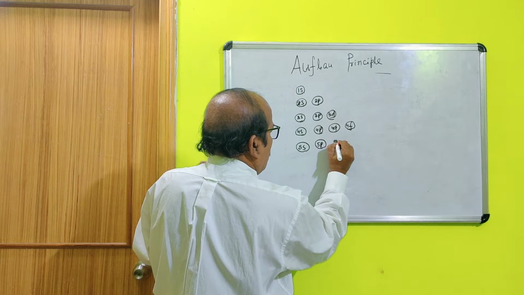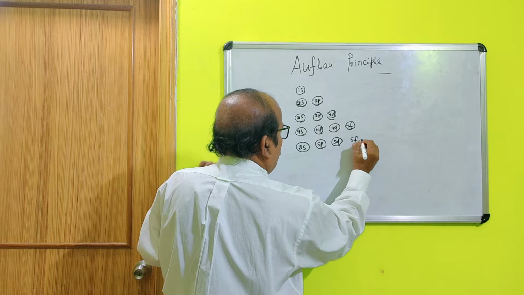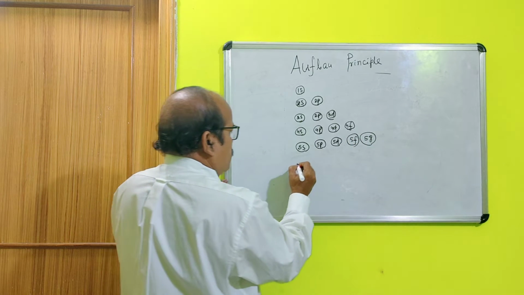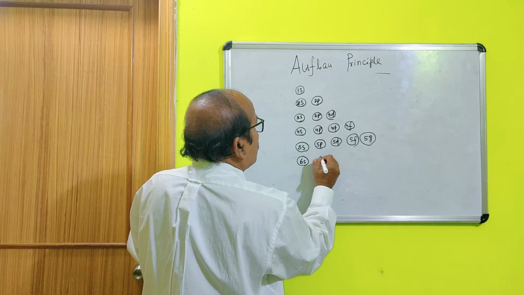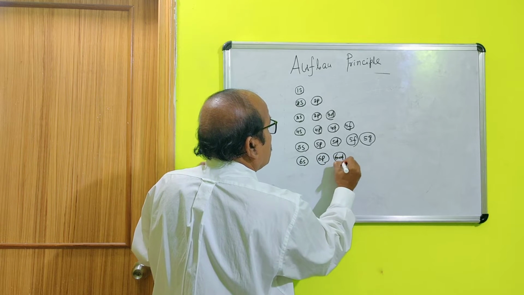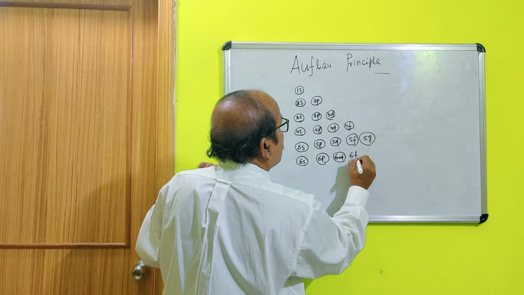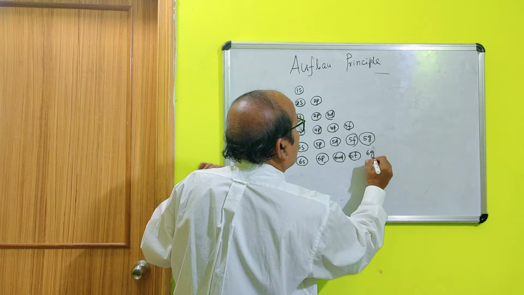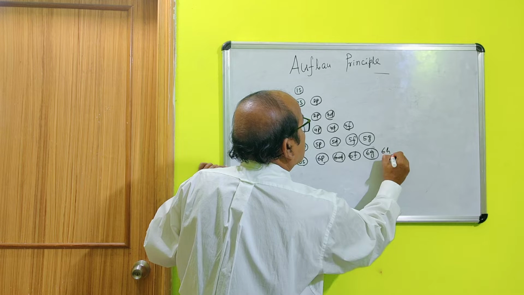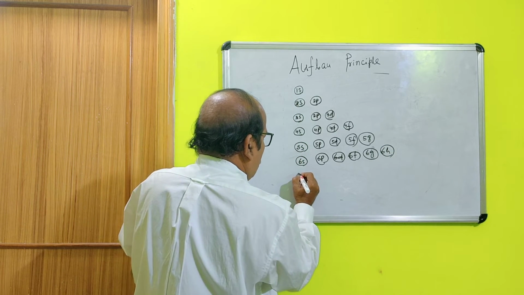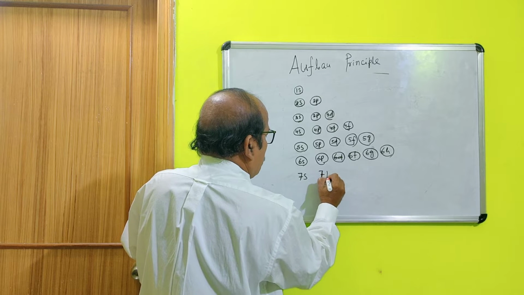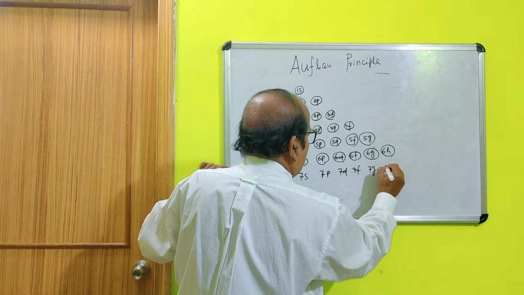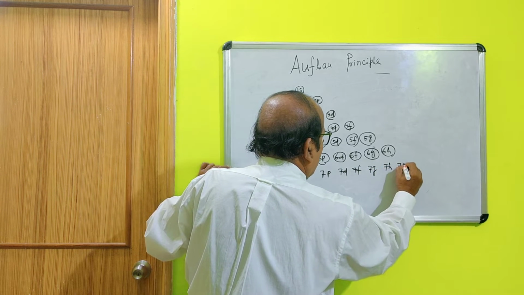For cell number 5, we have 5s, 5p, 5d, 5f, 5g. For 6, 6s, 6p, 6d, 6f, 6g, 6h. For 7, 7s, 7p, 7d, 7f, 7g, 7h, 7i.